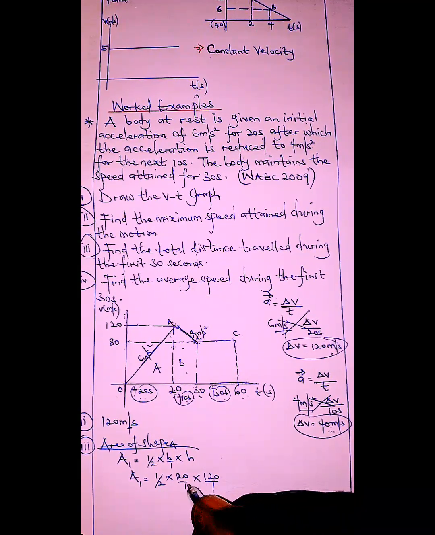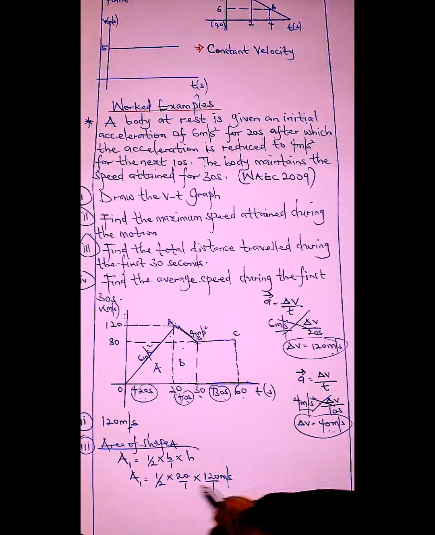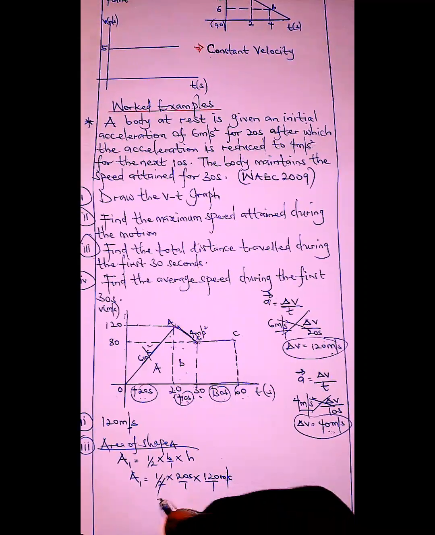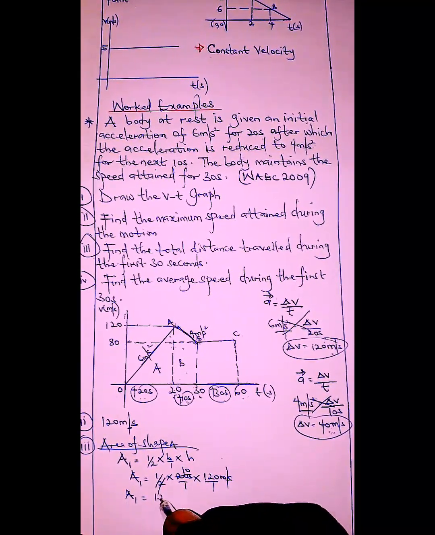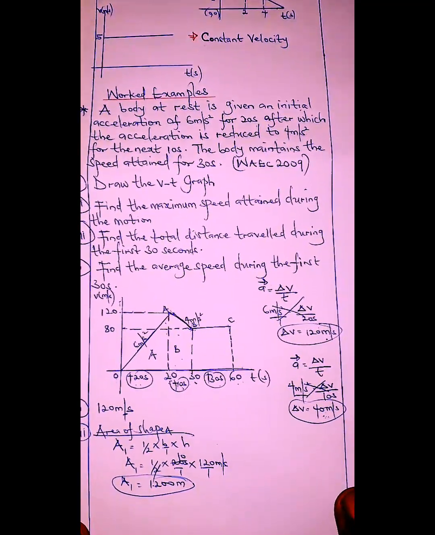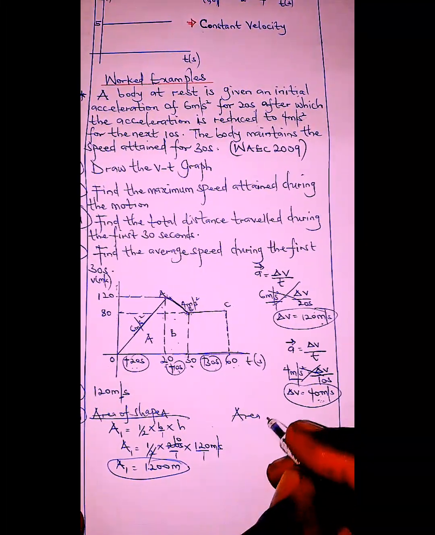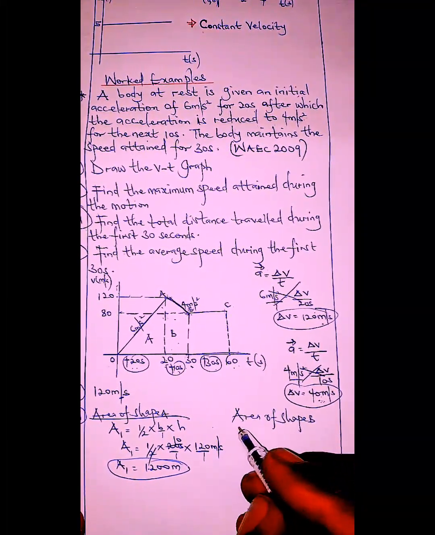So this is meter per second, while this is second. When we take our second, we're going to be left with meter. So 2 into 20 is 10, 10 times 120. So area 1 will give us 1,200 meter. That's what area 1 is, as easy as that. So right away, the next thing we're going to get is area of shape B, the area of the second shape.